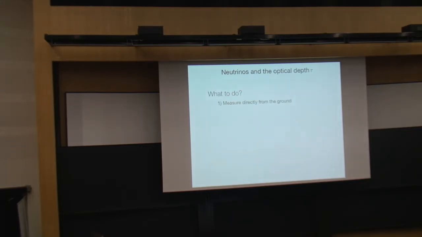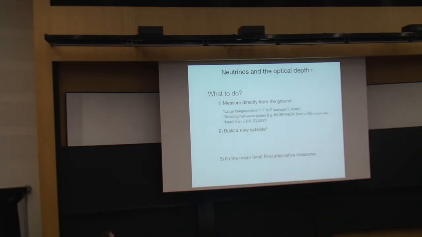So what could we do? Well, as Lyman discussed yesterday, we could try and do this directly from the ground. We could build a new satellite. Of course, that would solve everything. But in the meantime, we might want to consider other options, right? Just maybe as a cross-check, for example.